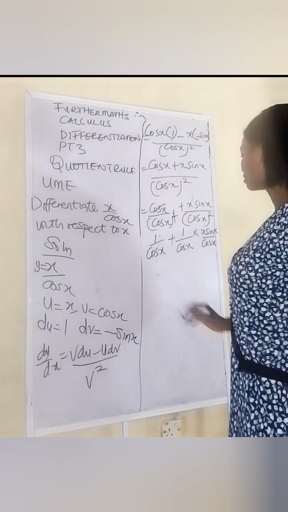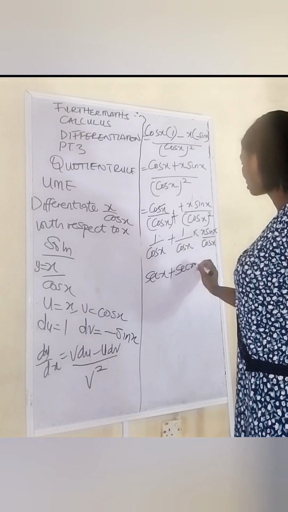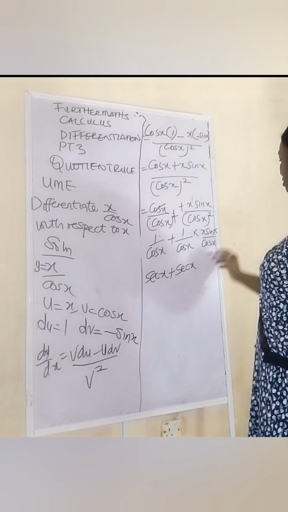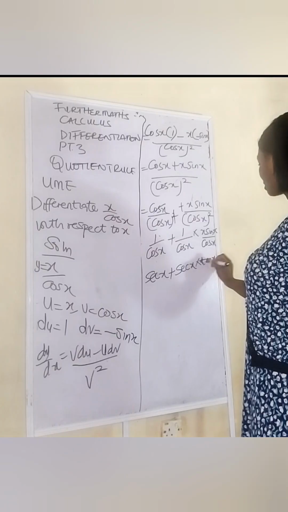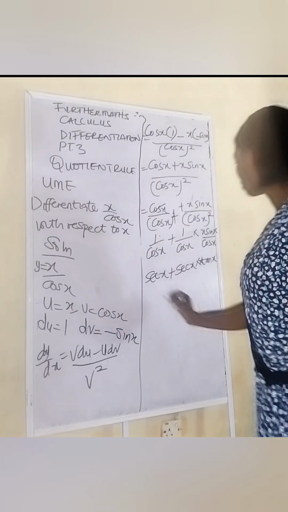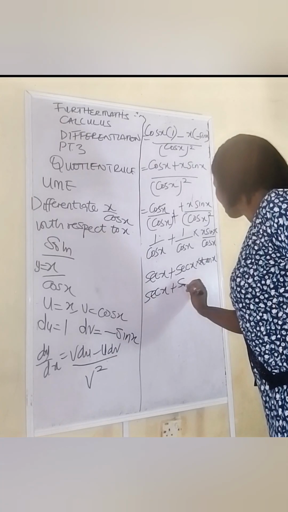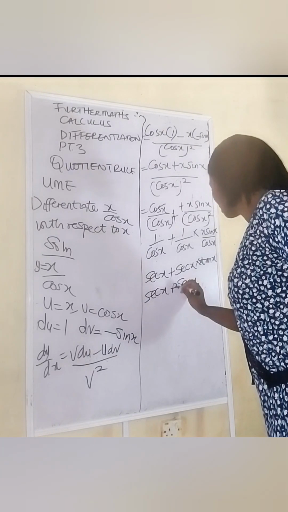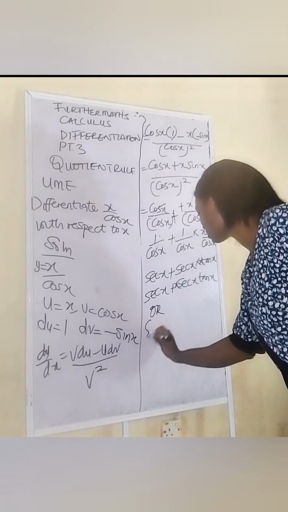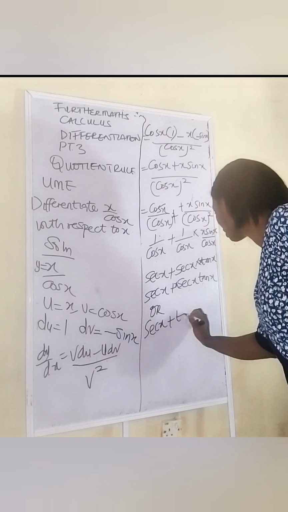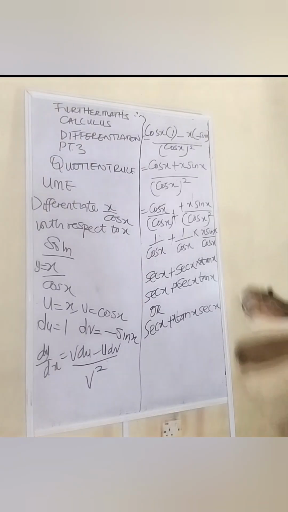So 1 over cos x will give us sec x, plus another 1 over cos x, which gives us sec x. Then sine x over cos x will give us tan x, so that will be x tan x. So now our answer is sec x plus x tan x sec x. This x will come before tan x. Final answer. Or you can also leave it as sec x plus x tan x sec x. Okay, so that's our final answer.